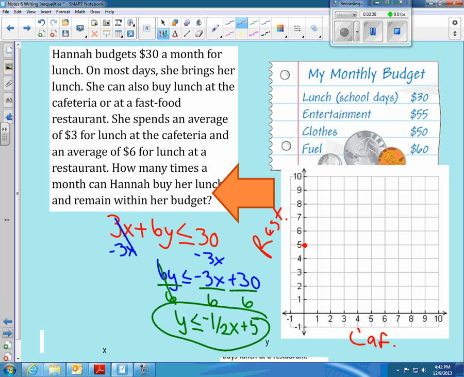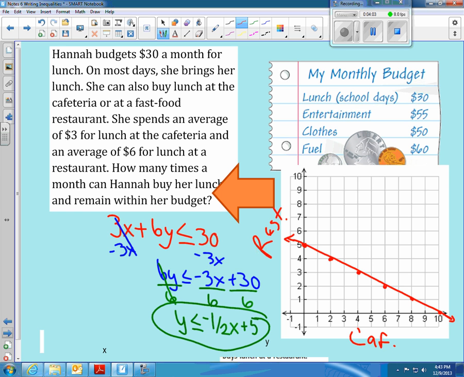I want to pay attention to my graph and see what it goes by on its lines. So I can go down 1 and over 2, down 1 and over 2, down 1 and over 2, and down 1 and over 2. We're going to graph this, but now we need to decide: is that line solid or dotted? Well, it's got the equal to, so this is going to be a solid line.